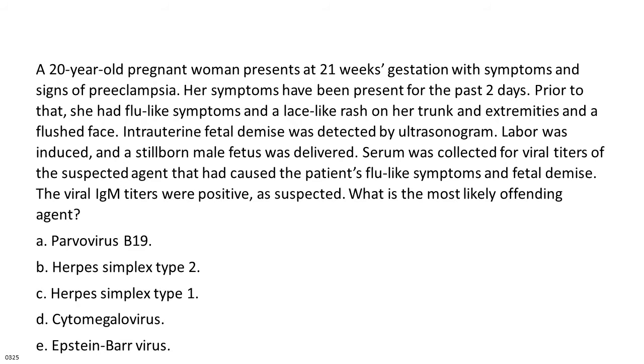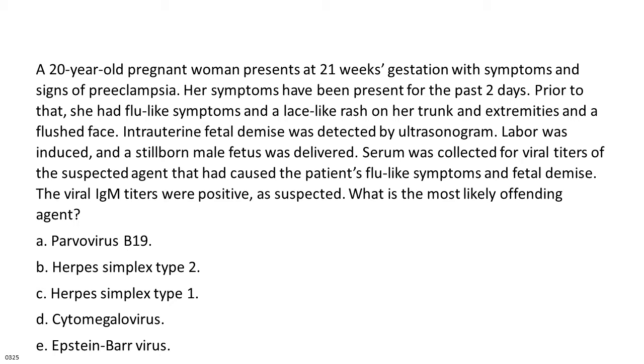A 20-year-old pregnant woman presents at 21 weeks gestation with symptoms and signs of preeclampsia. Her symptoms have been present for the past 2 days. Prior to that, she had flu-like symptoms and a lace-like rash on her trunk and extremities and a flushed face. Intrauterine fetal demise was detected by ultrasonogram. Labor was induced, and a stillborn male fetus was delivered.